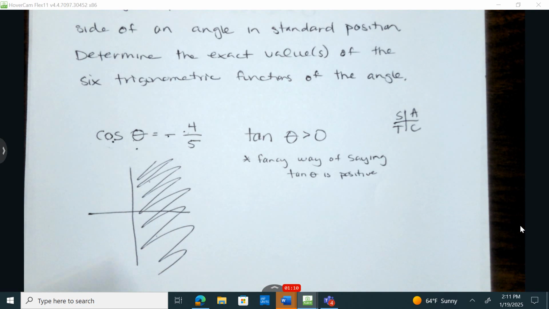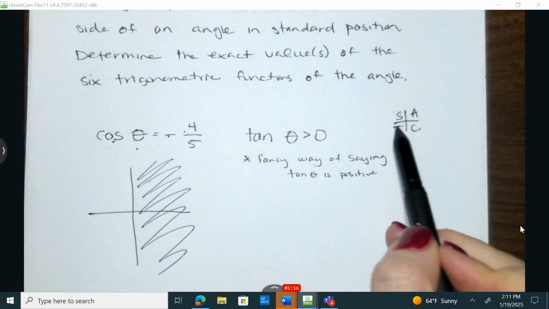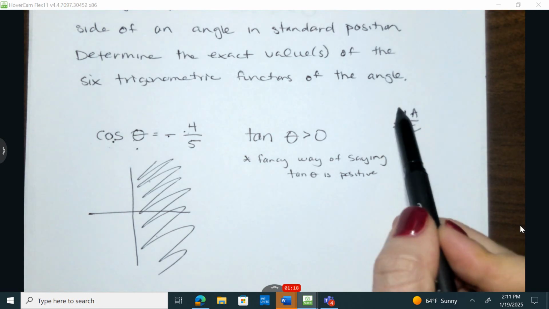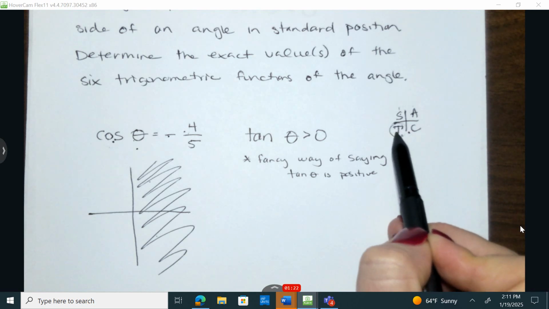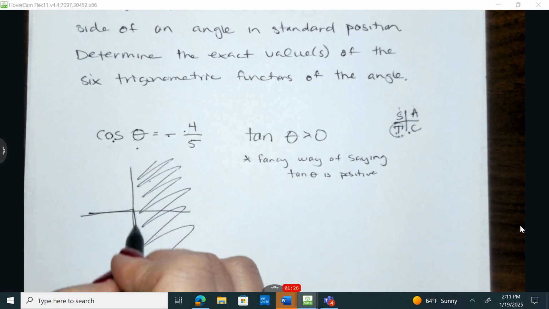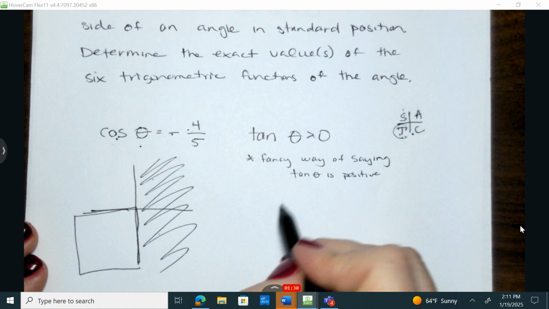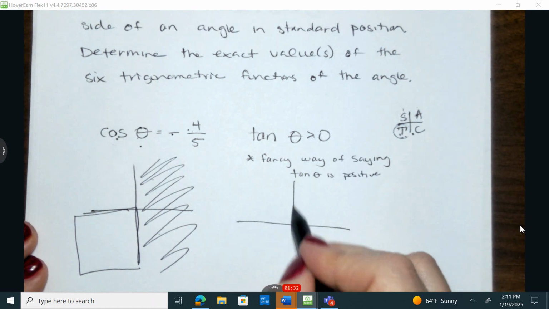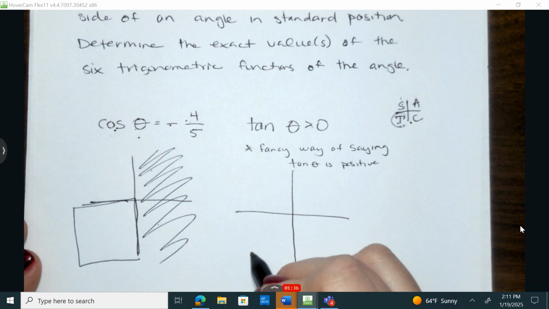It also says that the tangent has to be greater than 0, meaning the tangent has to be positive. All-star trig class reminds me where things are positive. Here, I know in quadrant 3, T, representing tangent, will be positive. So I know right now that my point is going to land in quadrant number 3. So I'm going to draw a point. You can randomly do it anywhere in quadrant 3.